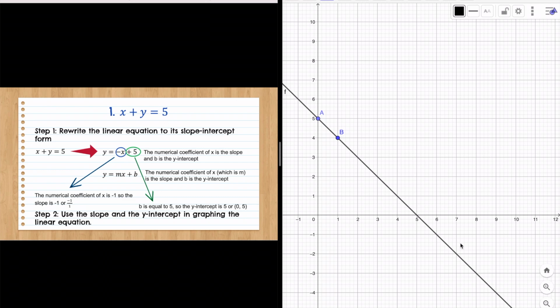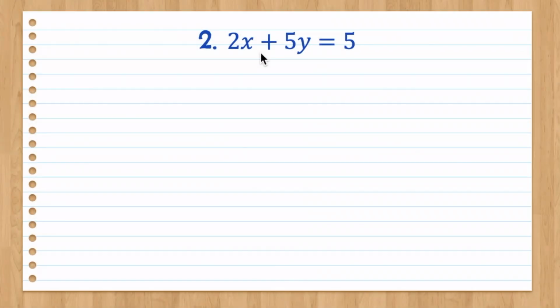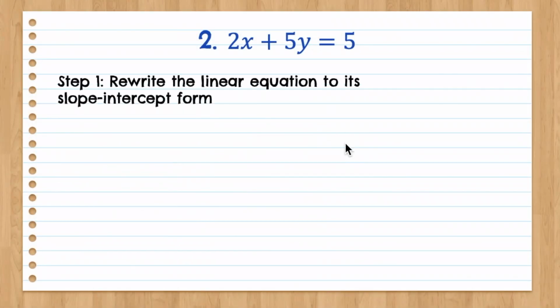Again, may arrowhead. My arrowhead signifies that the line of the equation extends infinitely on both sides. You have 2x plus 5y is equal to 5. So, again, write the linear equation to its slope-intercept form. So, yung given natin ay 2x plus 5y is equal to 5. Pag nire-write mo siya, you have y is equal to negative 2 over 5x plus 1.